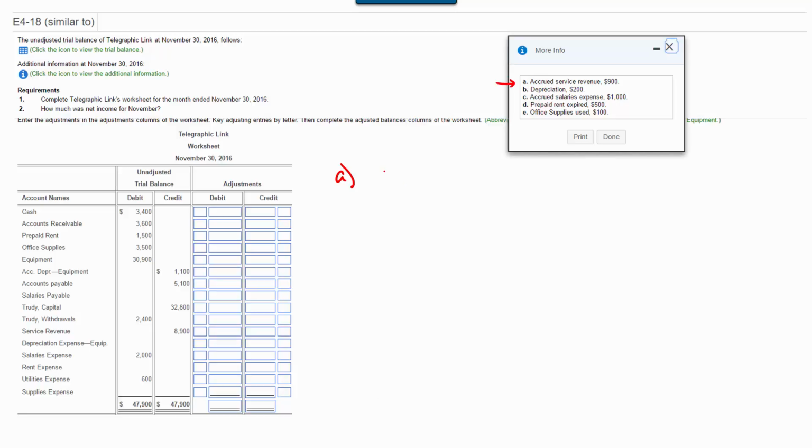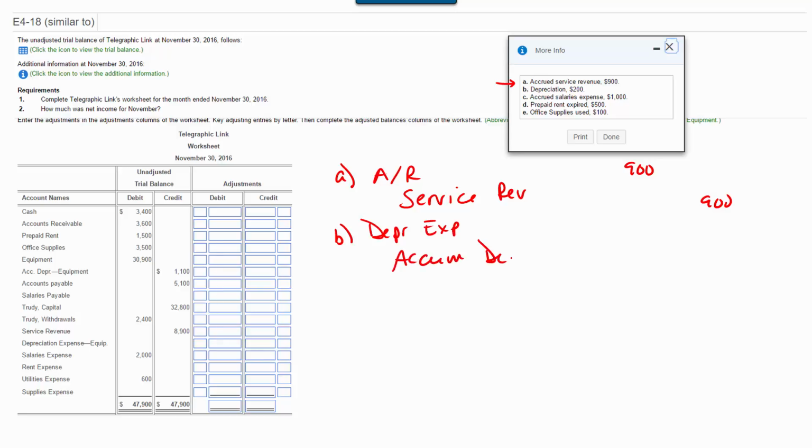So we know if we go back to the last chapter, we're going to debit accounts receivable and we're going to credit service revenue for $900. The second one, transaction B, is the depreciation. So we know we're going to debit depreciation expense and we're going to credit accumulated depreciation for $200. And if these aren't familiar, go back to chapter 3 because this is where we were doing all those. So this hopefully is familiar by now, but if not, go ahead and review those.